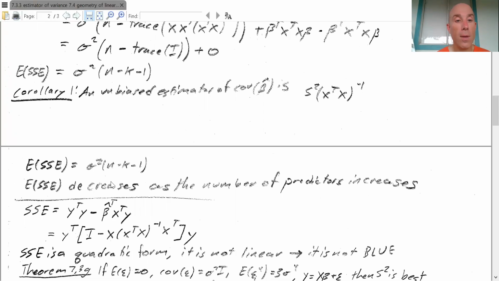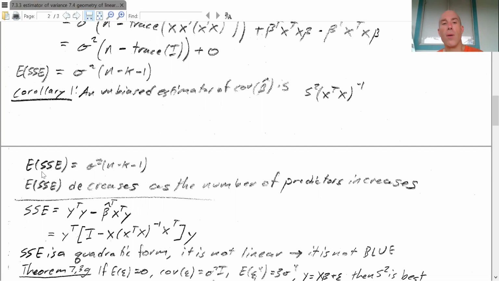Okay. Now, if I look at this formula, the expected value of the sum of squares error is sigma squared times N minus K minus 1. What happens if I increase K? Well, if I increase K, then the term on the right is going to decrease, right? Okay, which means the expected value of the sum of squares error will decrease.